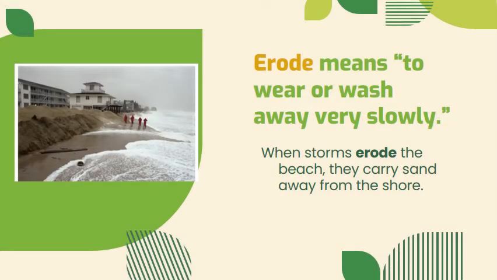Second one is erode. What do you mean by erode? Erode means to wear or wash away very slowly. When a liquid, for example, especially washes away something very slowly, we say that it erodes. When storms erode the beach, they carry sand away from the shore.